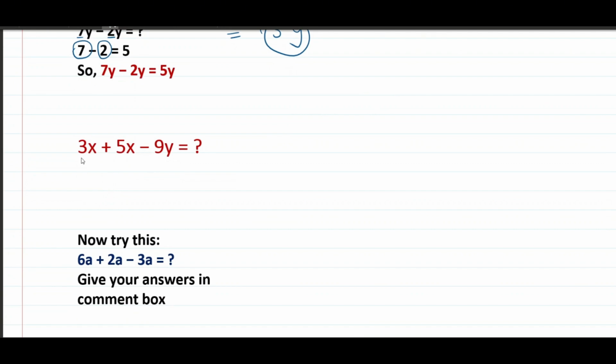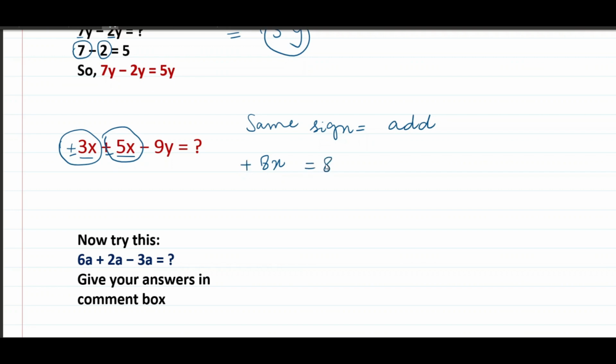Let's see. Over here we have two like terms. Over here it has a plus sign. It's 3x plus 5x. In our video we have already studied that the same sign means you need to add, and the same sign will come. So over here this has plus and this also has plus, so it's plus 3 plus 5 is plus 8x. We write only 8x, we don't usually write the plus sign with the first number, and minus 9y will be copied as it is.